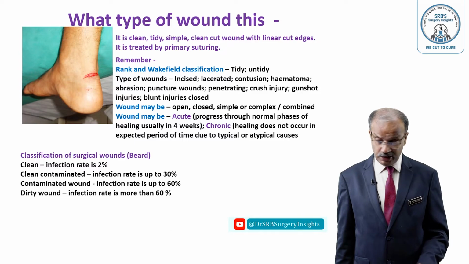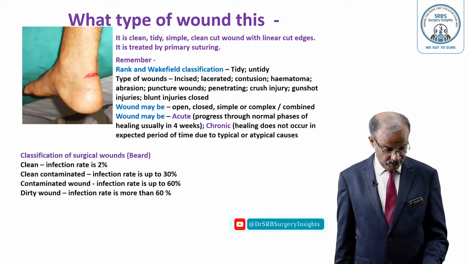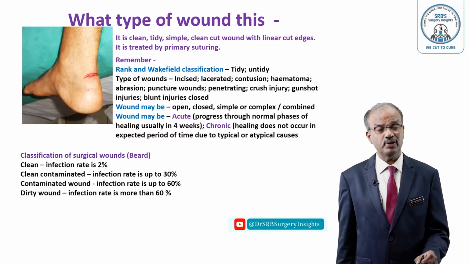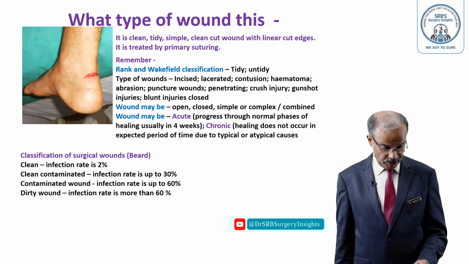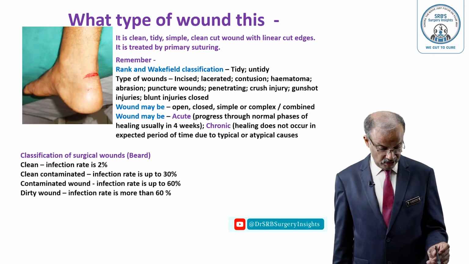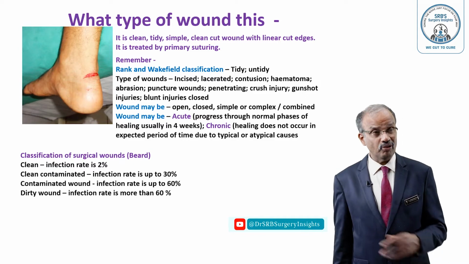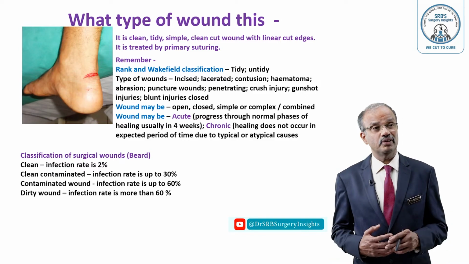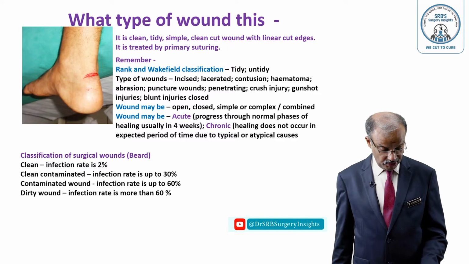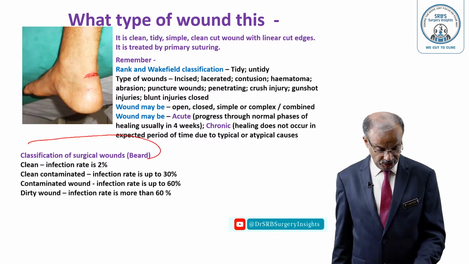So classification of surgical wounds by Beard: clean, clean contaminated, contaminated, dirty wound. Different examples are there. Open appendicectomy is clean contaminated. Peritonitis is a contaminated wound. Dirty wound has a lot of pus, frank pus. Sepsis is there. That is a dirty wound. That is the surgical wound classification by Beard.